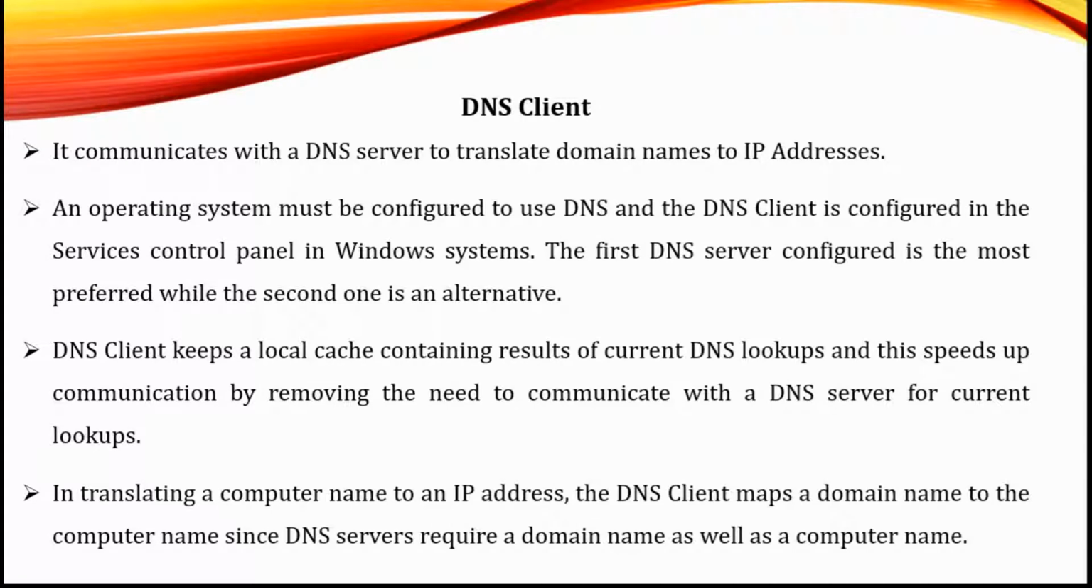DNS client. It communicates with the DNS server to translate domain names to IP addresses. An operating system must be configured to use DNS, and the DNS client is configured in the Services Control Panel in Windows systems. The first DNS server configured is the most preferred, while the second one is an alternative. The DNS client keeps a local cache containing results of current DNS lookups, and this speeds up communication by removing the need to communicate with the DNS server for current lookups.